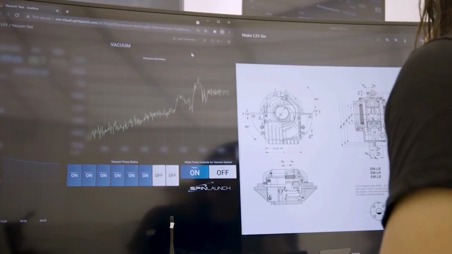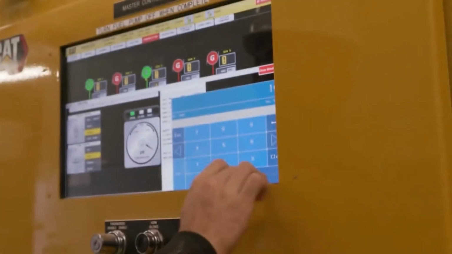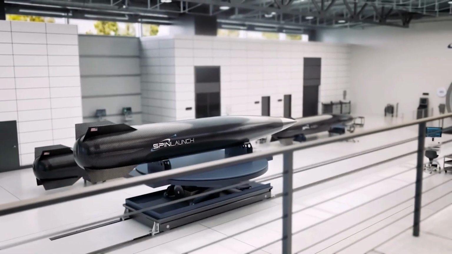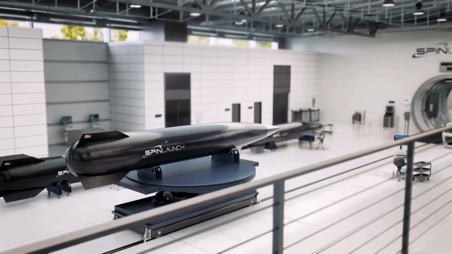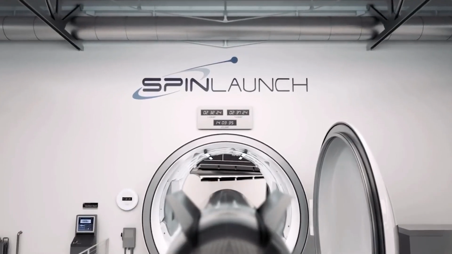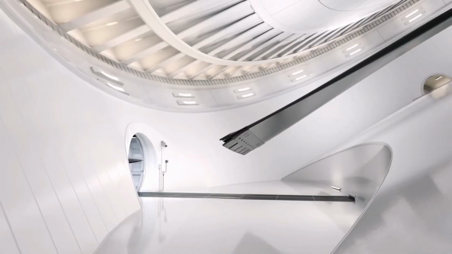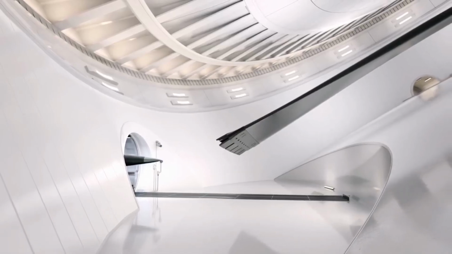The concept sounds ludicrous, but stakeholders like the US government have taken a liking to it. In June, Spinlaunch signed a responsive launch prototype contract with the Department of Defense to build out its kinetic energy-based launch system that will provide a lower-cost option for the ever-growing satellite industry.